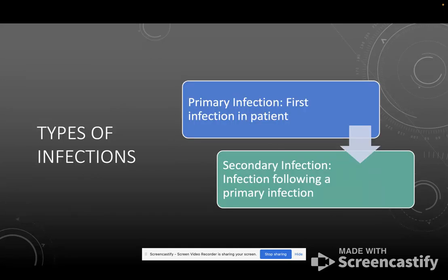So some different types of infections. You have a primary infection, which is the first infection that a patient gets. And then you can have a secondary infection, which would be an infection following a primary infection that could happen because of the primary infection.